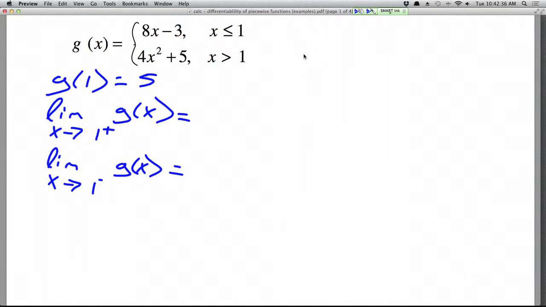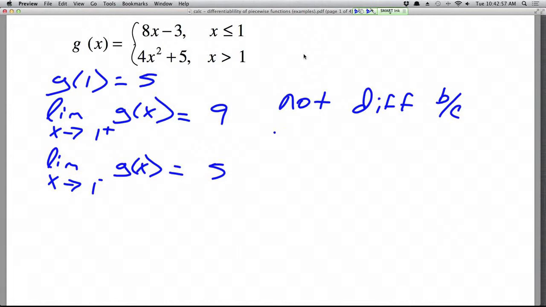What'd you say, Garrett? 9. What's the limit from the left? 5. So I can stop right there and say this thing is not differentiable because it is not continuous.